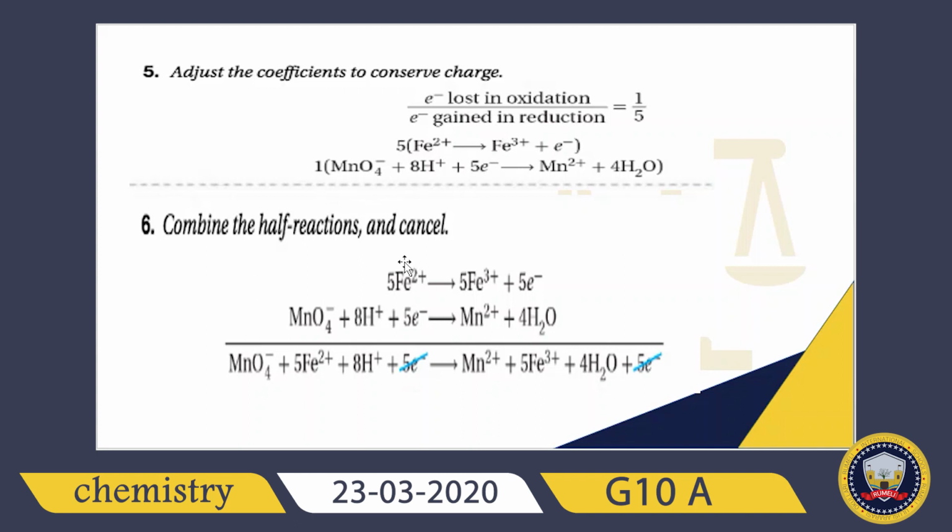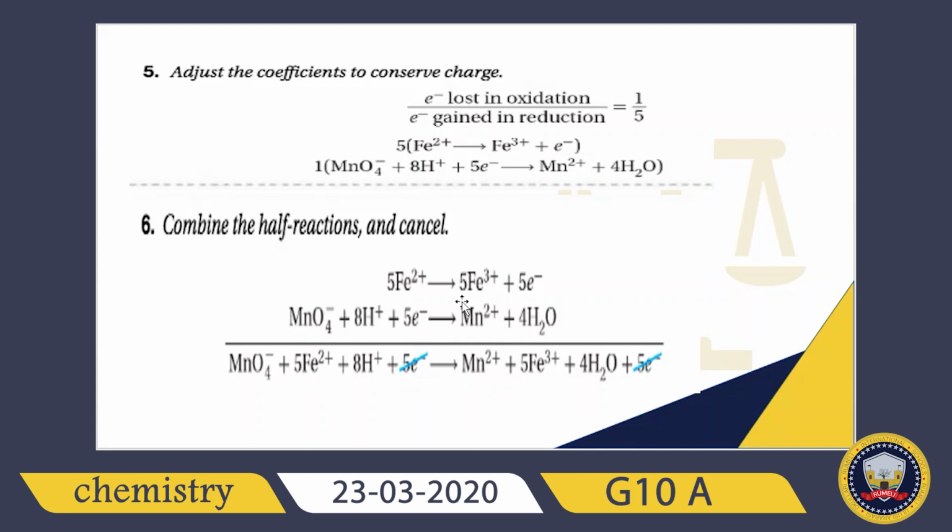And then what? After we multiplied, then we combine them. And after we combine, as we learned before, we cancel the same compounds. So here you have 5 electrons, and that's it. Nothing else. Be careful. Here, Fe2 plus. Here, Fe3 plus. They are not the same, so we do not cancel them. Be careful. You have to focus very well.